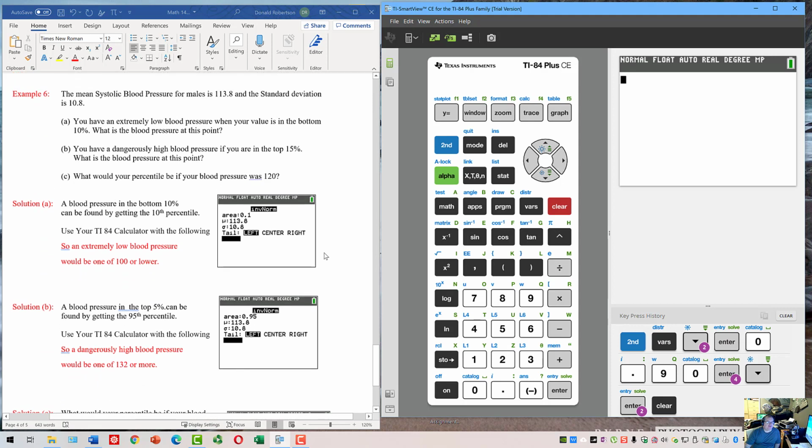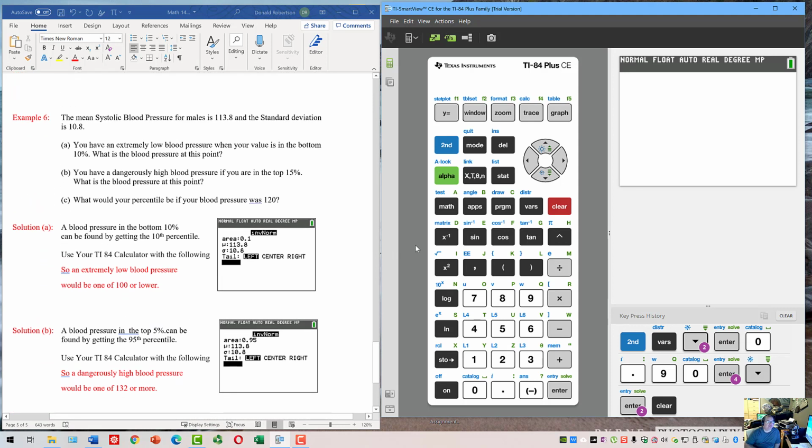Now this last one is a story to do with blood pressure. The mean systolic blood pressure for males is 113.8 and their standard deviation is 10.8. So let's suppose you're categorised as extremely low blood pressure when your value is in the bottom 10%. What would that blood pressure be? What would you need to have to be in the bottom 10% of low blood pressure? So that's the 10th percentile essentially.